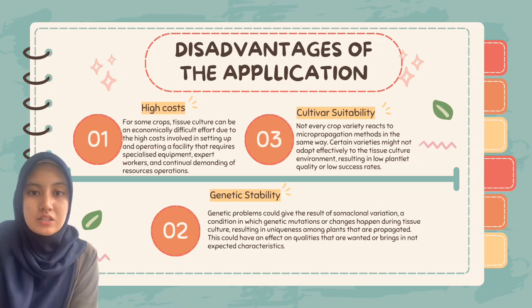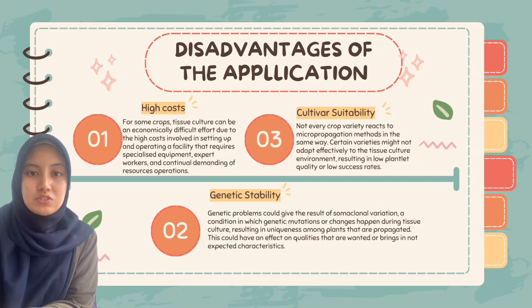The next disadvantage is genetic stability. Genetic problems could result in somaclonal variation, a condition in which genetic mutation or changes happen during tissue culture, resulting in uniqueness among plants that are propagated. This could have an effect on the qualities of a plant that we wanted.